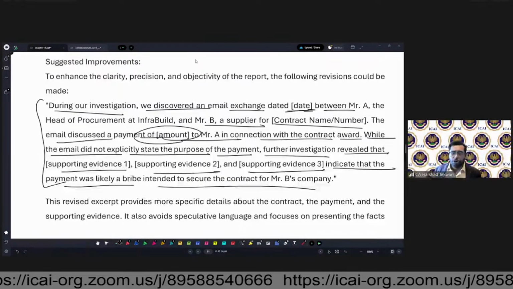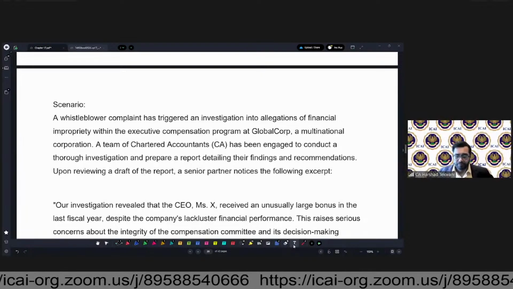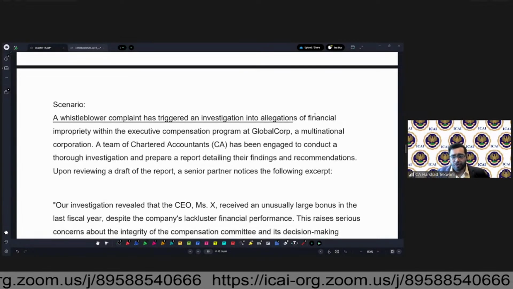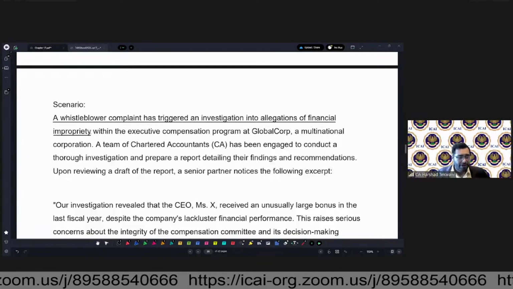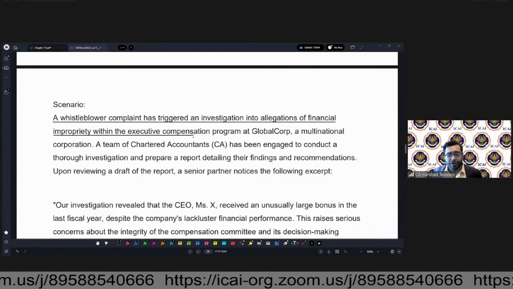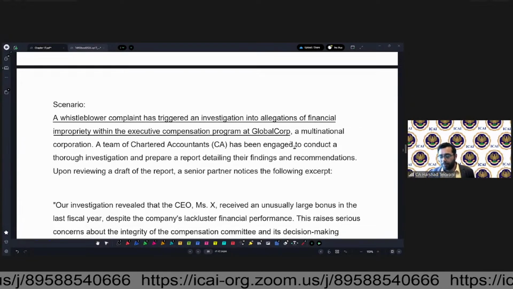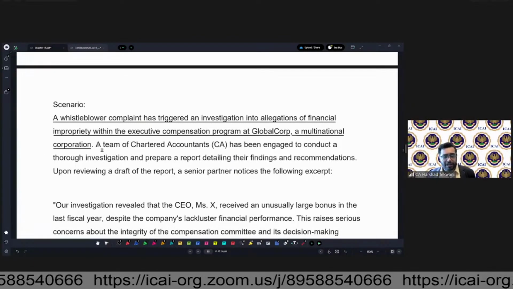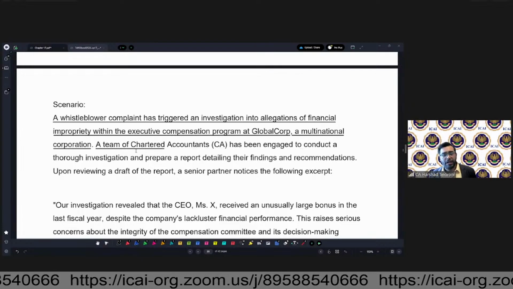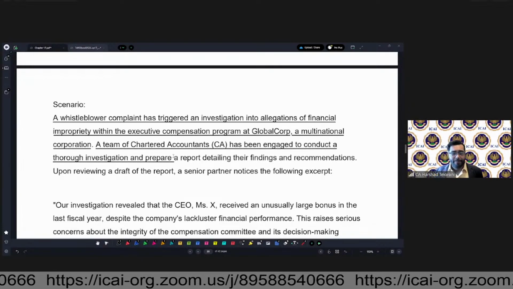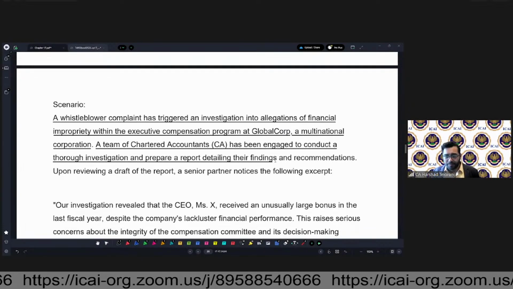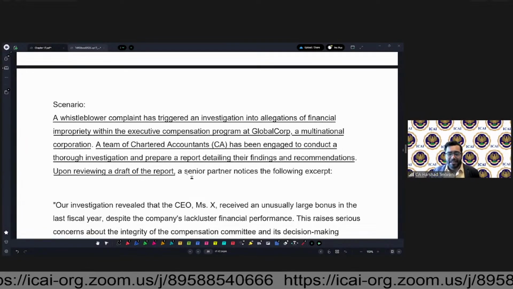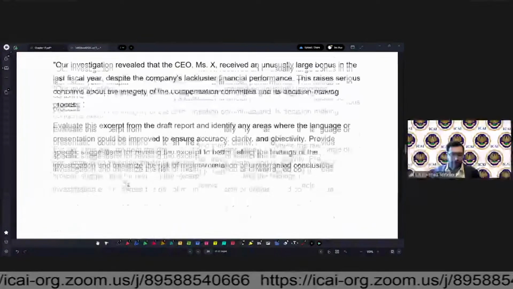Let us see one more question on similar lines. A whistleblower complaint has triggered an investigation into allegations of financial impropriety within the executive compensation program at Global Corp, a multinational corporation. A team of chartered accountants has been engaged to conduct a thorough investigation and prepare a report detailing their findings and recommendations. Upon reviewing a draft of the report, a senior partner noticed the following paragraph.